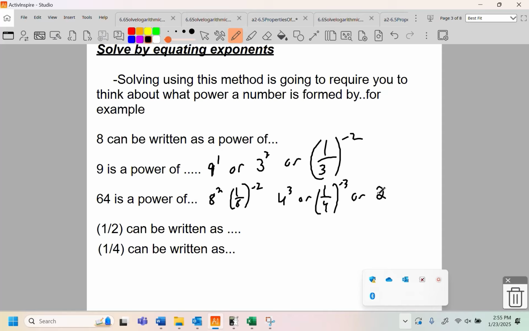or it could be 2 to the 6th. Yeah, 2 to the 6th. Or it could be something like a half to the negative 6th power. Lots of ways you can rewrite numbers.